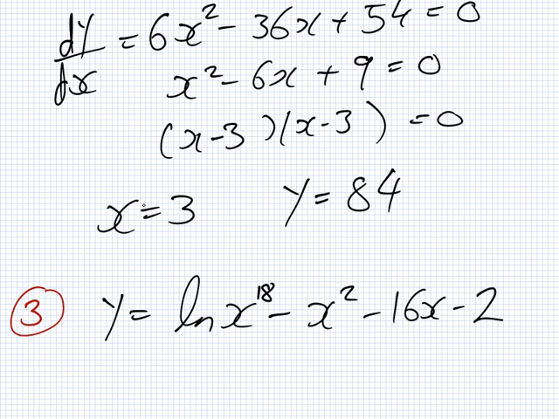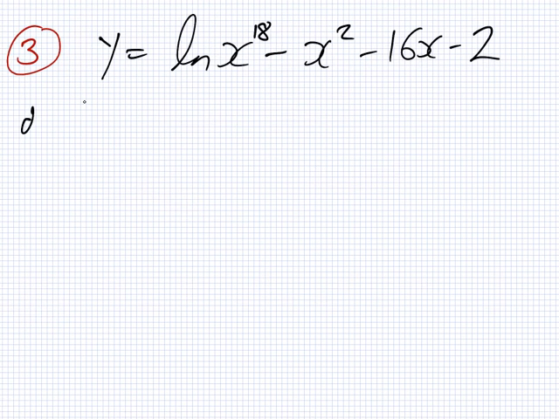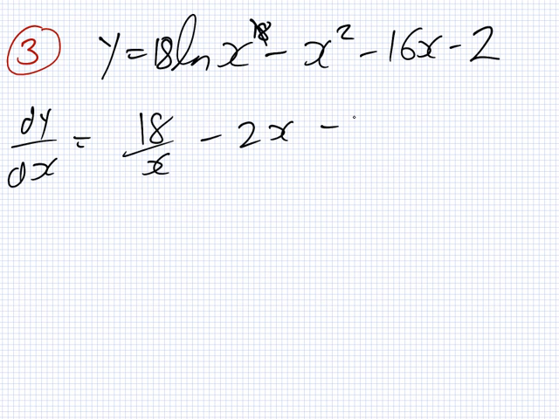Let's have a look then. Okay guys, can we look up? Okay, thank you. So, let's have a look at this one here. The first thing I should do is take the 18 down. So, dy/dx equals 18 over x minus 2x minus 16 equals 0.